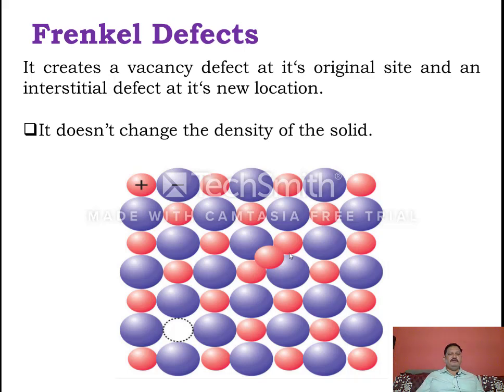Actually the Frenkel defect is a combination of vacancy defect as well as interstitial defect. That vacated atom is going to find the interstitial gap and settle in it. That's why this Frenkel defect is a combination of vacancy defect as well as interstitial defect.